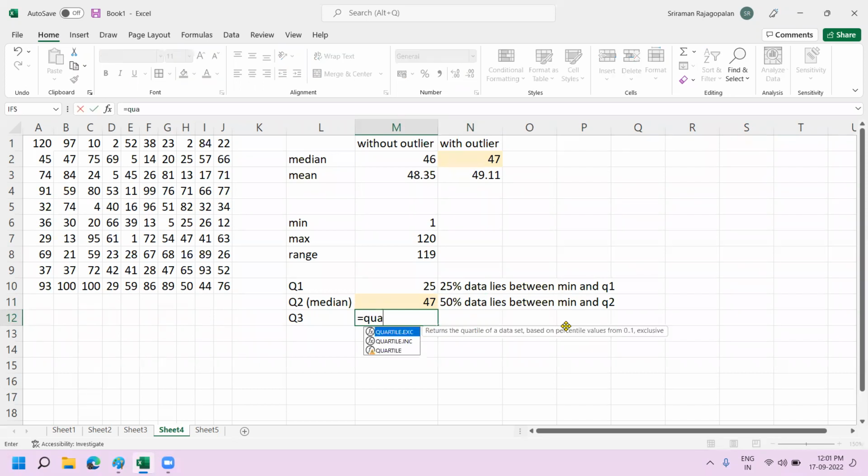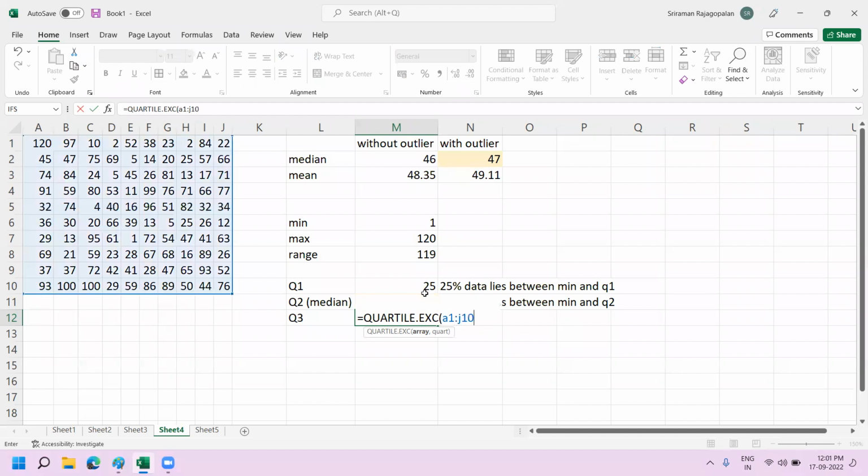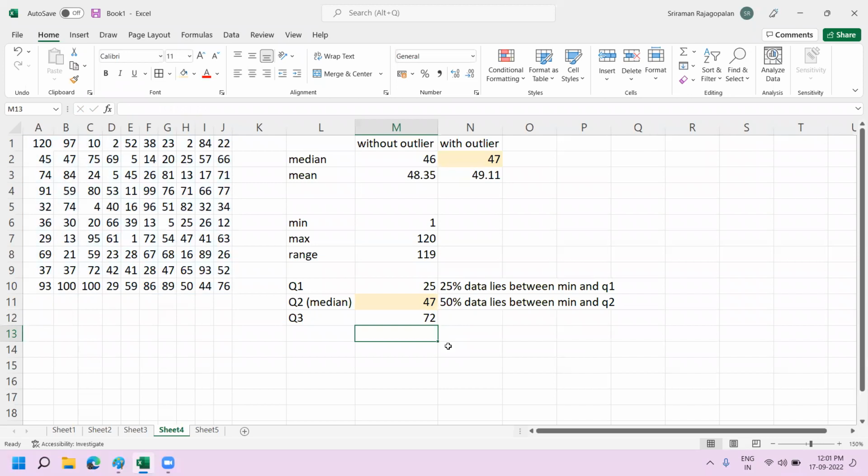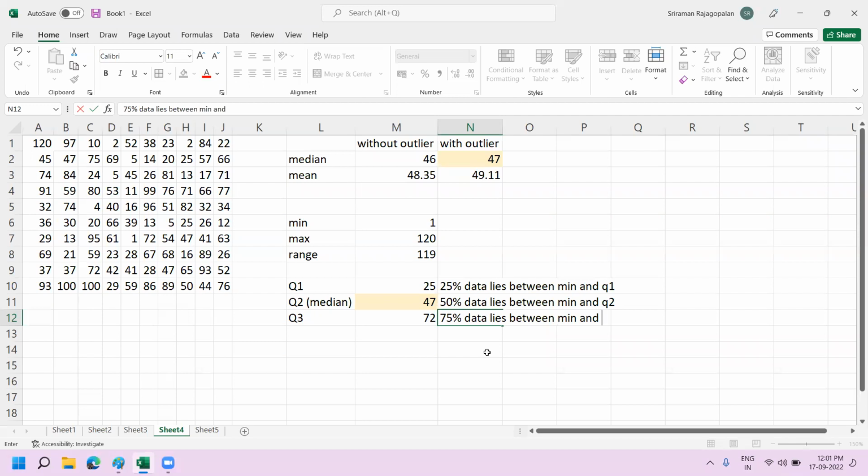Q3, the same formula, QUARTILE.EXC. The range is A1 colon J10, 3. So here the value is 72. So what does this mean? 75% data lies between minimum and the value represented by Q3, which is 72. And there is nothing called Q4. That's the entire data set. Okay.